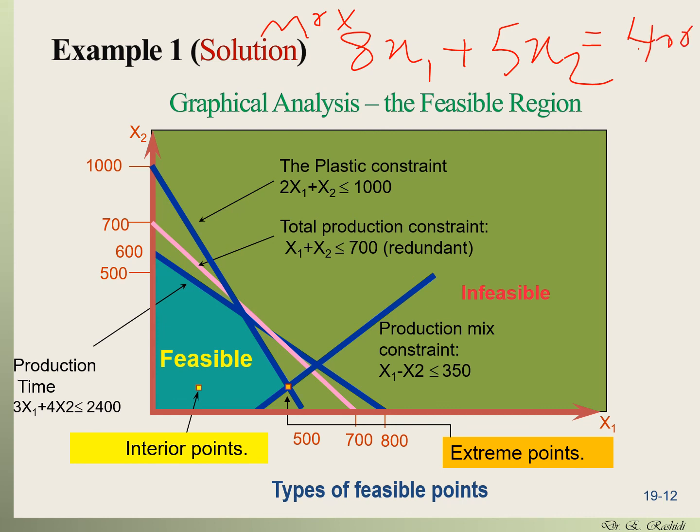If I set x1 equal to 0, then x2 would be 80. So 0 and 80, somewhere here. And for another point, I'm going to set x2 equal to 0 now. If this is 0, then x1 would be 50, which would be somewhere here. So our line would be something like this.